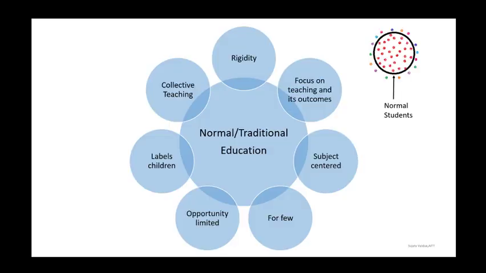So normal education system is also known as traditional education system. It is rigid in nature. The focus of normal education system is on teaching and its outcome. It is subject centered or teacher centered. This normal education system is meant for the few students or for some students.